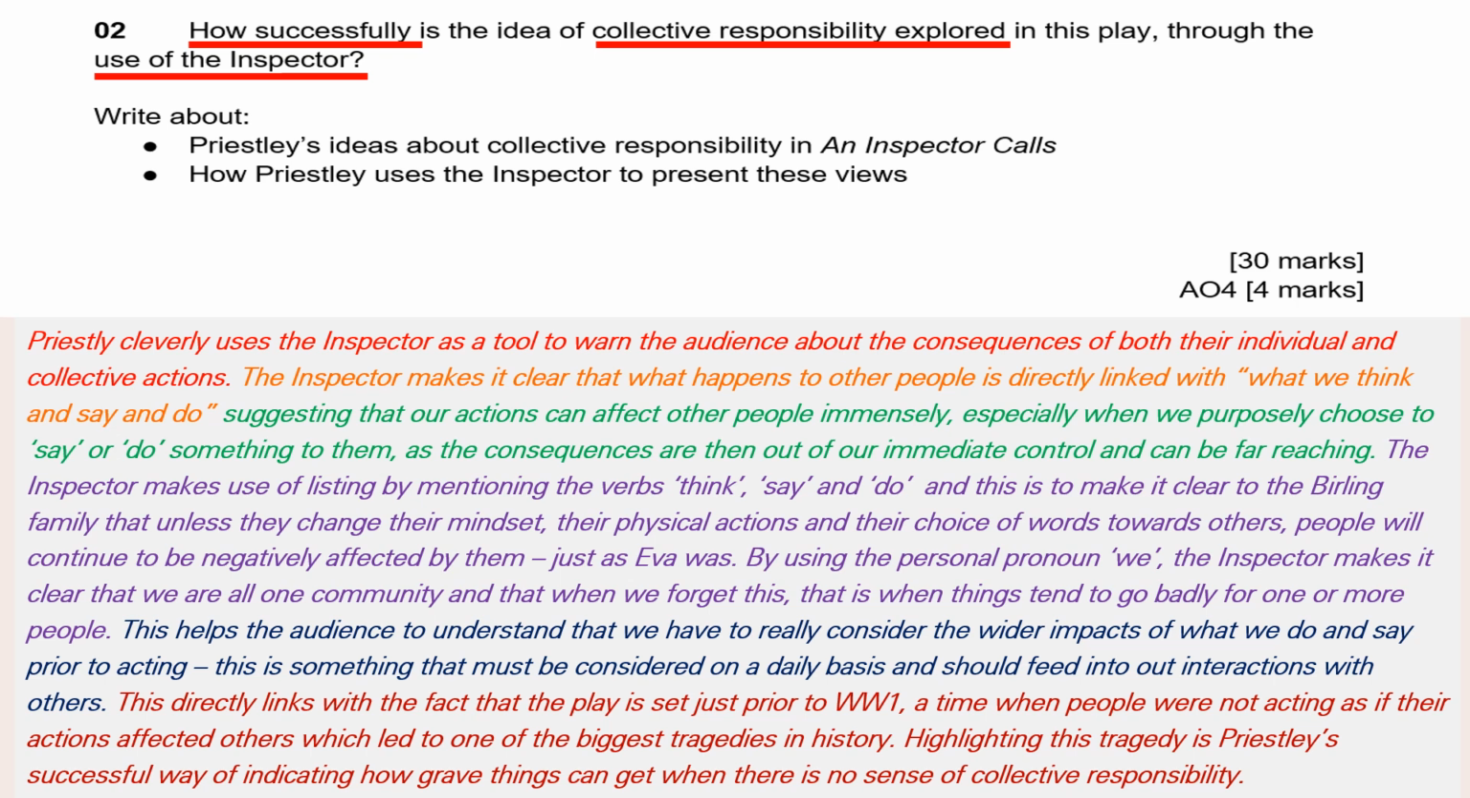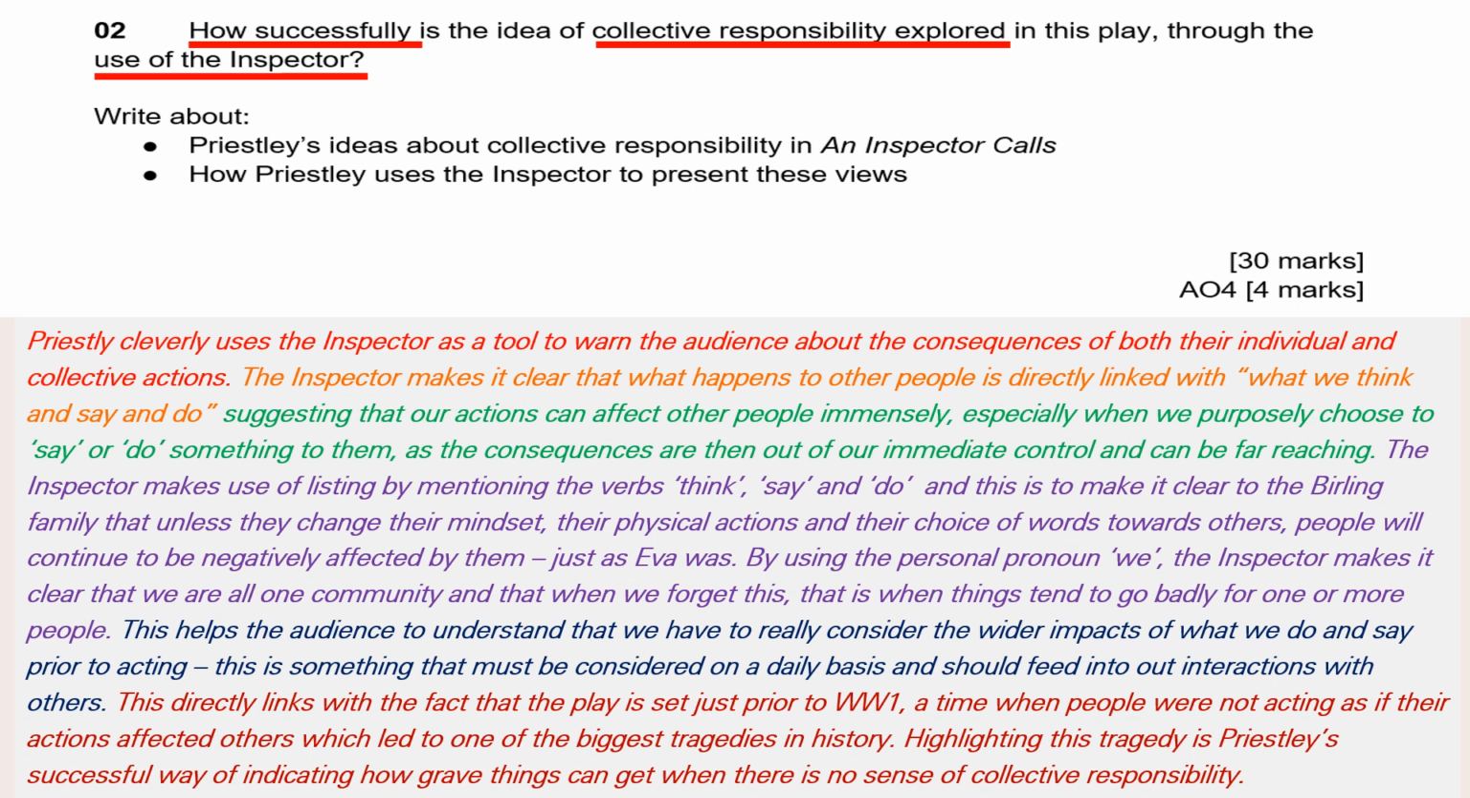Next comes my inferences, suggesting that our actions can affect other people immensely, especially when we purposely choose to say or do something to them, as the consequences are then out of our immediate control and can be far reaching. So I've made 2 inferences and I've started to explore the quote. Now I'm moving to the methodology.